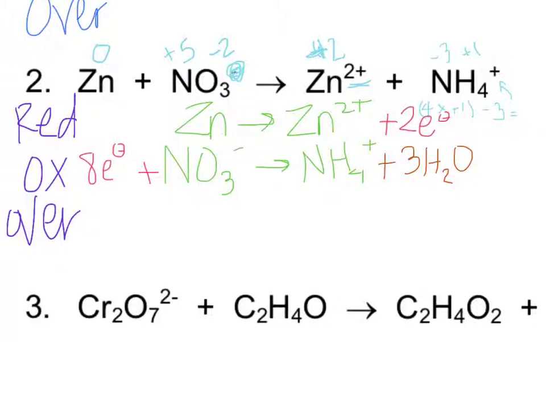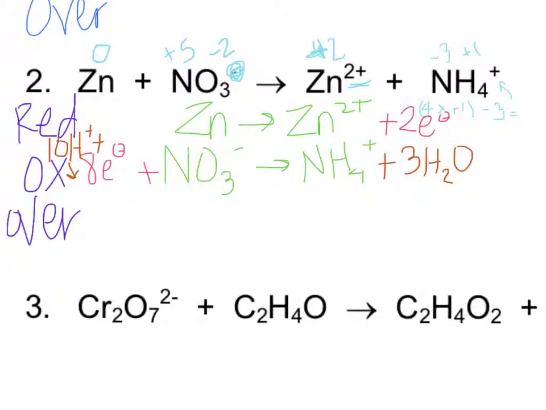Now we need to go back and balance our hydrogens. We've got 3 times 2, that's 6, plus the 4 from our ammonium ion. So that's 10. So on the left, we're going to add 10 hydrogen ions. And that'll go right here in front of that guy. So now we've balanced both our oxygens via water and our hydrogens via ions.